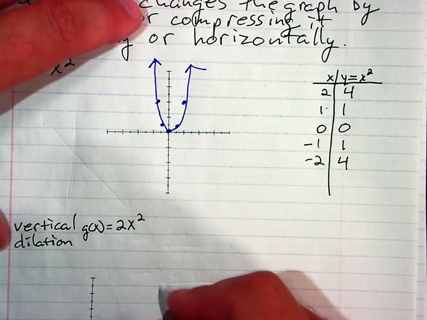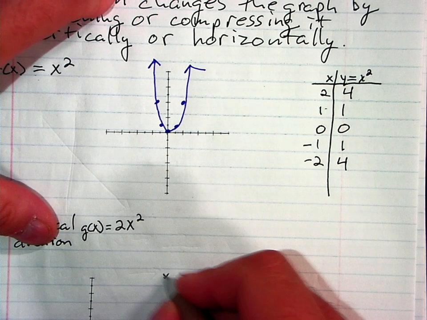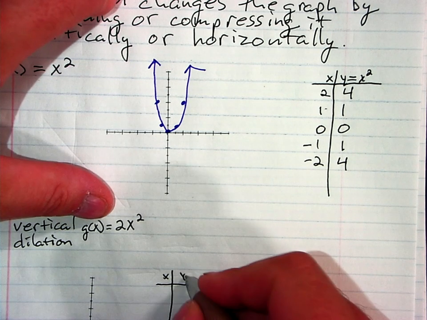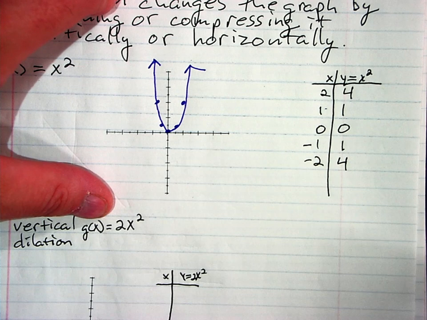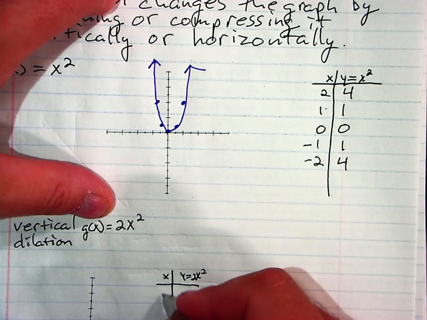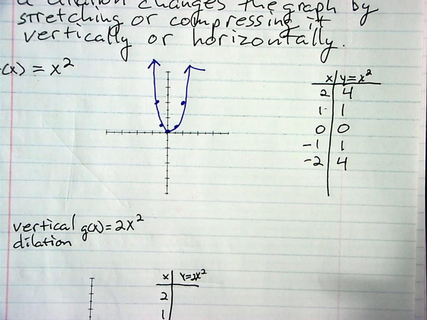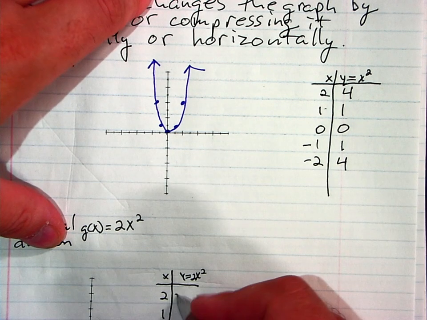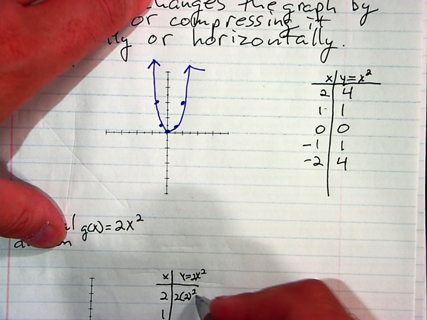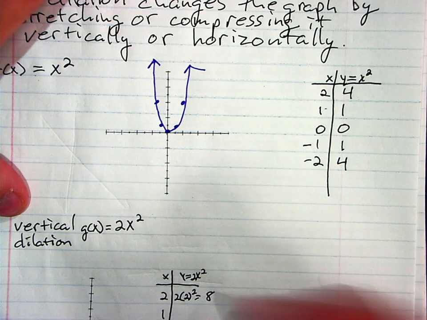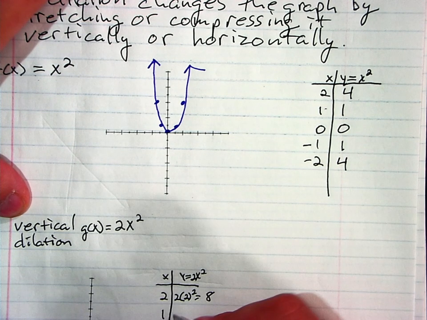All right, let's make a function table. X, y equals 2x squared now, and let's use the same exact coordinates. 2, 1, 0, negative 1, negative 2. Can you use a calculator on this if it makes you feel warm and fuzzy? Sure, that's fine. So 2 times 2 squared. 2 squared is 4. 4 times 2 is 8. And let me know if I'm going too fast, please.